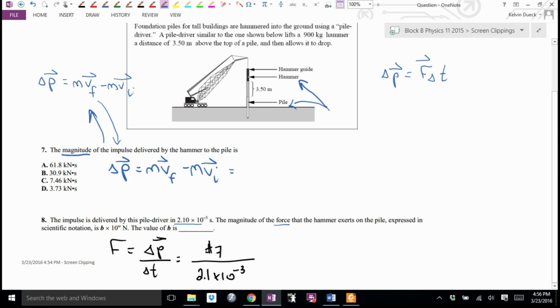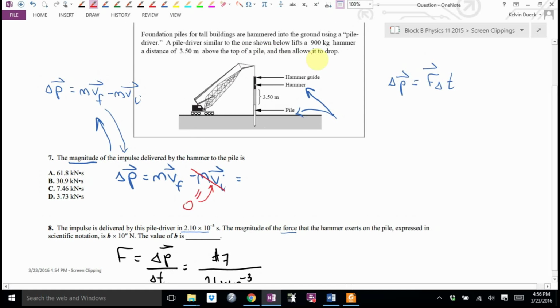So what's the mass of the hammer? The mass of the hammer is, oh, I can do one more thing, by the way. I think the initial momentum of the hammer, because the initial velocity of the hammer is 0, I can ignore that, because it allows it to drop. So really, I just got to find mass times v final. Well, the mass is pretty easy. It's 900. What I don't know is v final, and that's really what I'm going to spend most of my time finding.